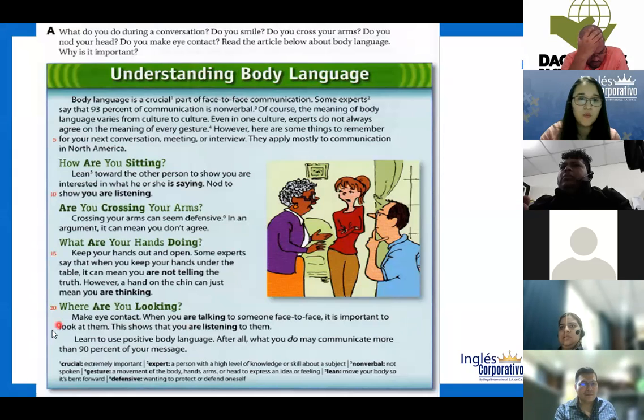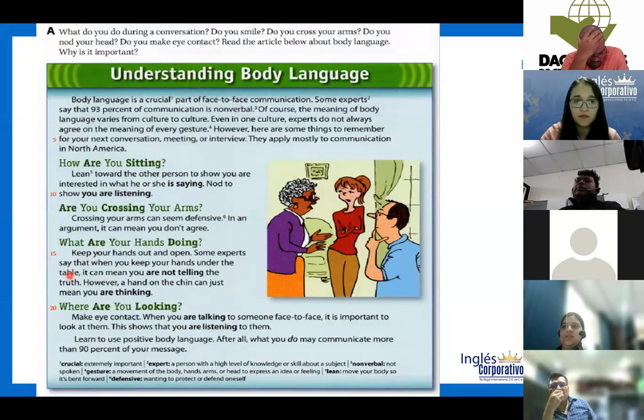Can you help me, Ruth? What are your hands doing? ¿Qué están haciendo your hands, right? Keep your hands open. Some experts say when you keep your hands under the table, it can mean you are not telling the truth. Your hands on the cheek can mean you are thinking. Very good.